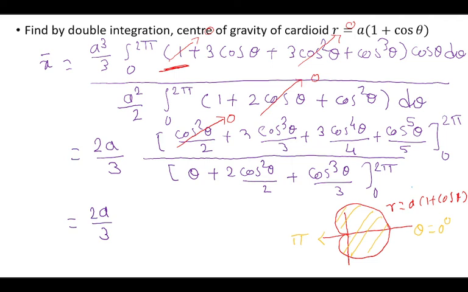For this example, you will observe only this center, x bar, is important. Y bar obviously should come 0. When you evaluate y bar by the formula, it will come 0, because this cardioid is itself symmetric about the x-axis and its density is constant, that is 1.